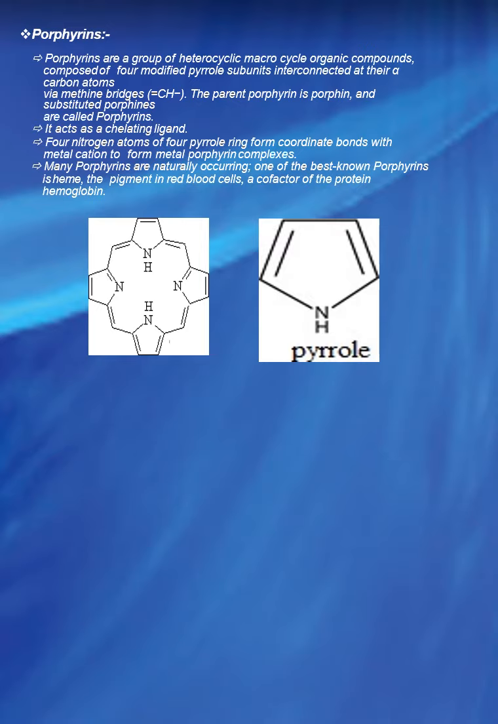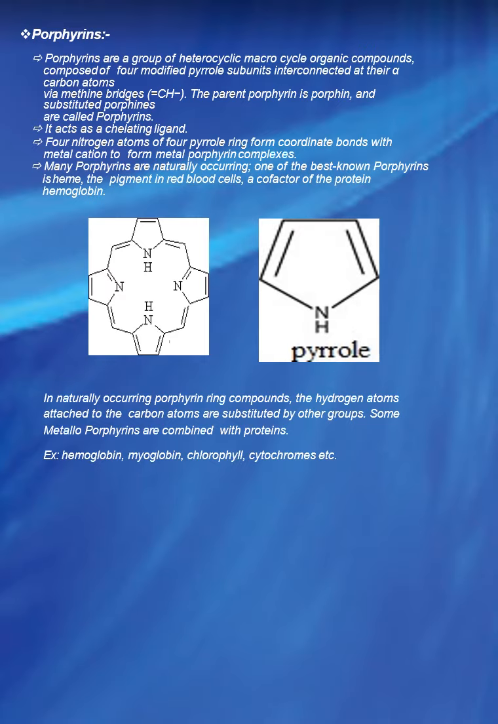These are naturally occurring porphyrin ring compounds. The hydrogen atoms attached to the carbon atoms are substituted by other groups. Some metalloporphyrins are combined with proteins, that is hemoglobin, myoglobin, chlorophyll, cytochromes.